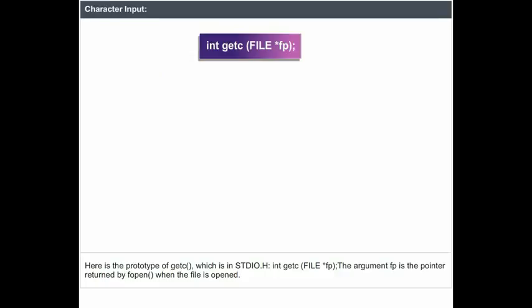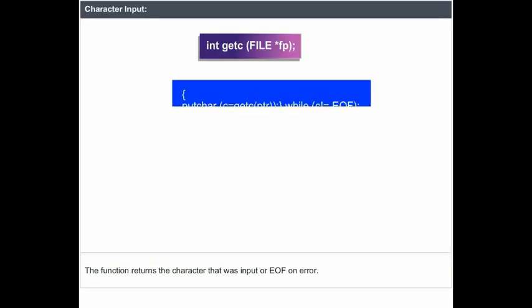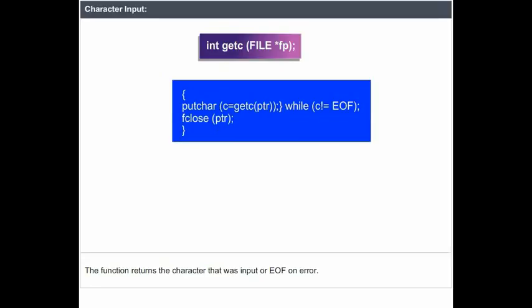int getc(FILE *fp); The argument fp is the pointer returned by fopen when the file is opened. The function returns the character that was input, or EOF on error.